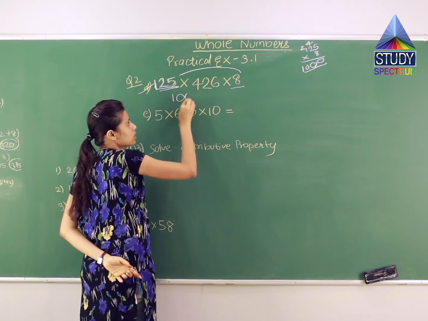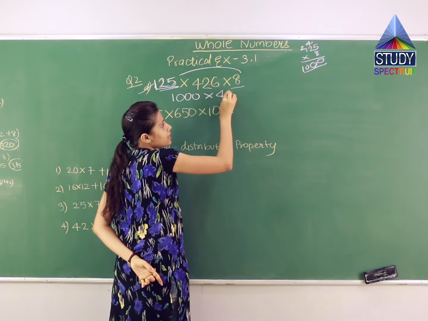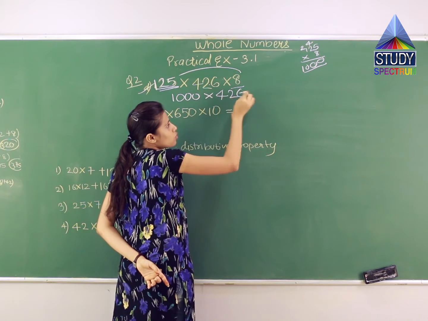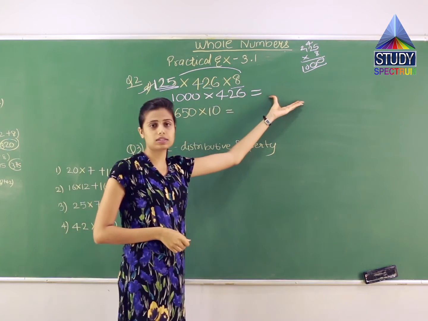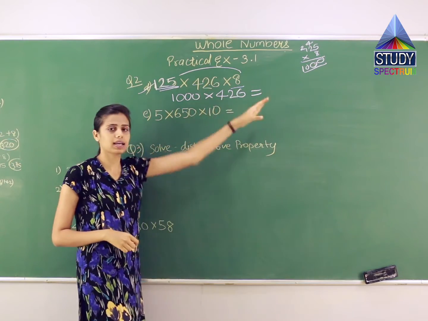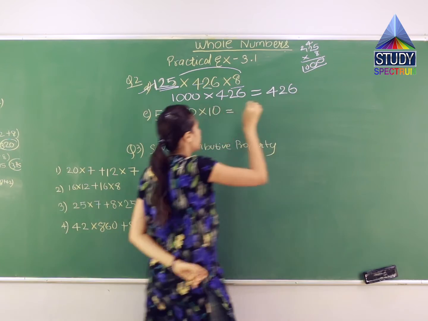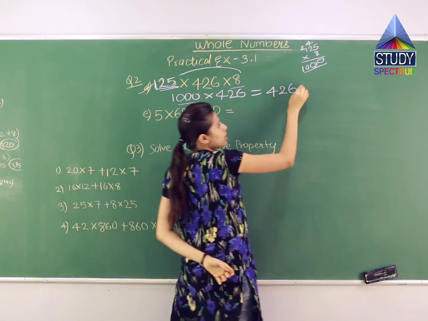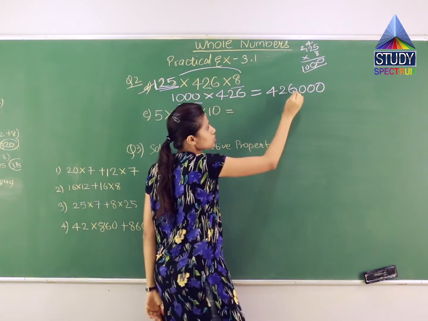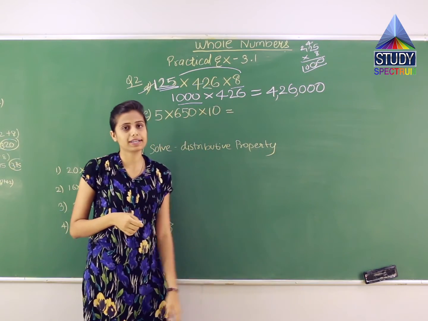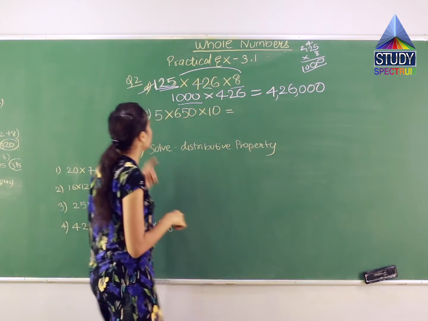So it will be 1000 multiplied by 426. So what will be the answer for this? Simple, right? I'll write this number as it is and whatever number of zeros there are, I'll put them ahead. So it will be 4, 2, 6 and these 3 zeros. So I'll write 0, 1, 2 and 3. So it will be how much? It will be 426,000. So this is the answer for this question.